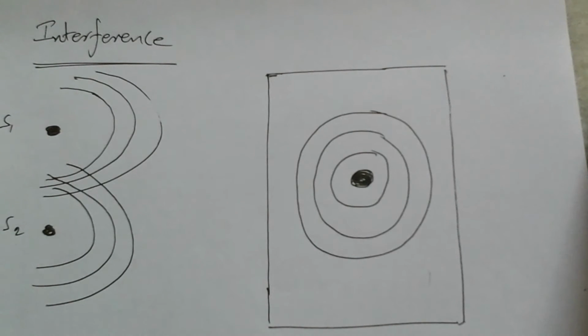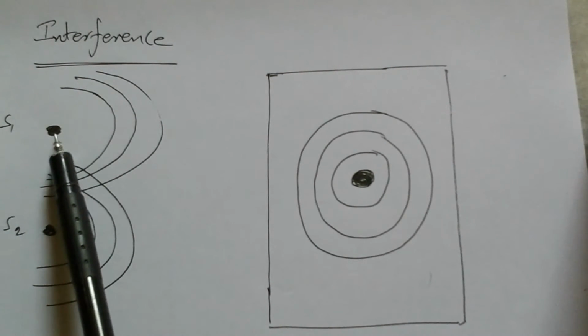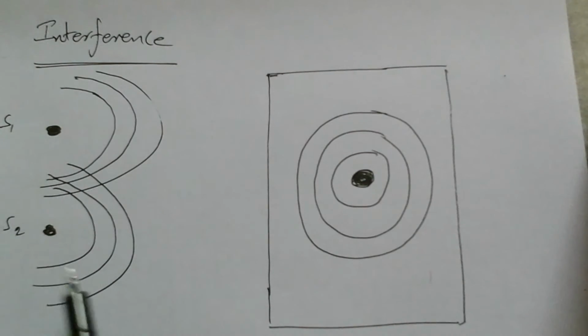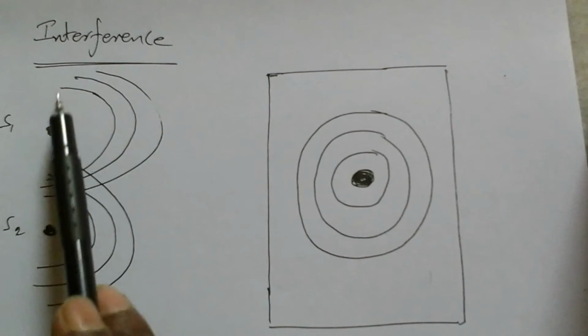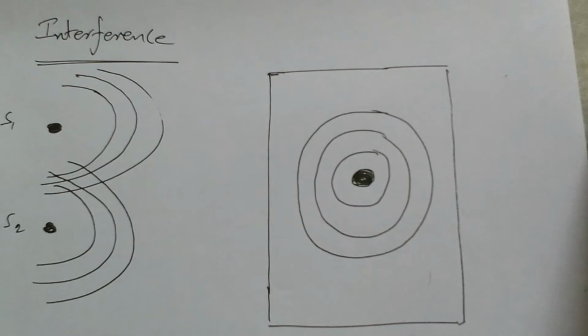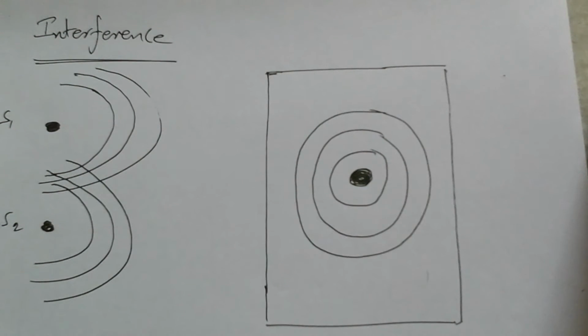Once again I am explaining. See, S1 is a source of coherence and S2 is also a source of coherence. Both are coherent sources we have taken. Coherence means maintaining constant phase, constant frequency, same frequency, almost same frequency, constant phase and almost same frequency. So these two coherent sources we have taken.